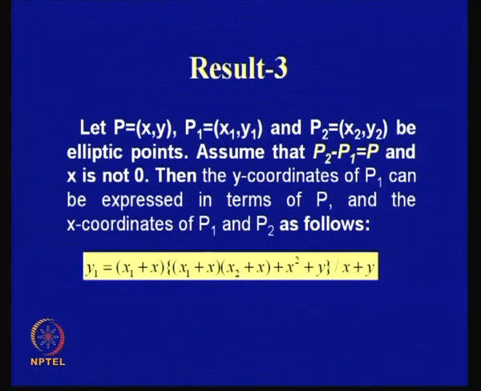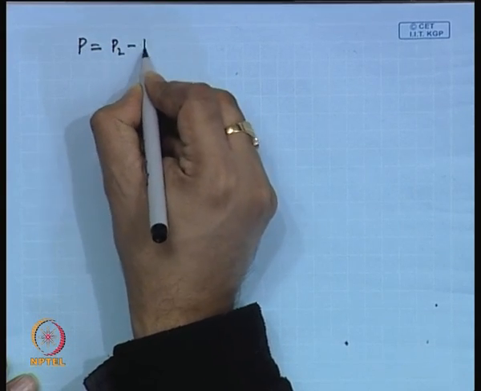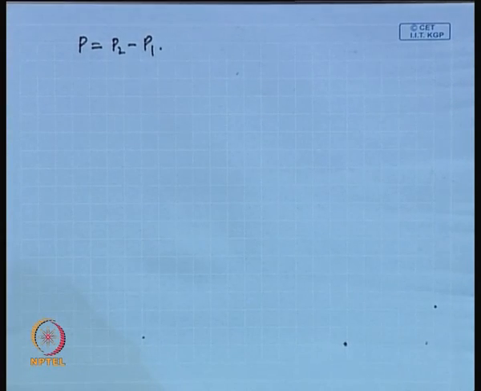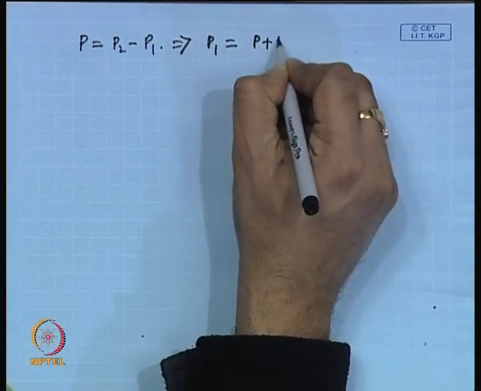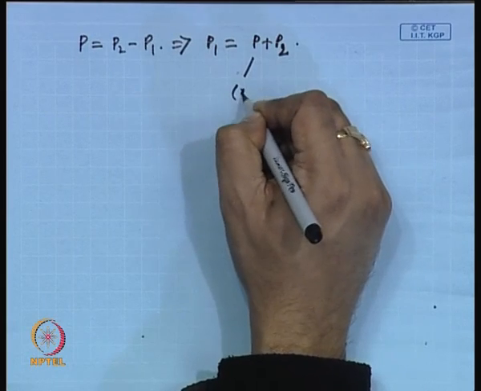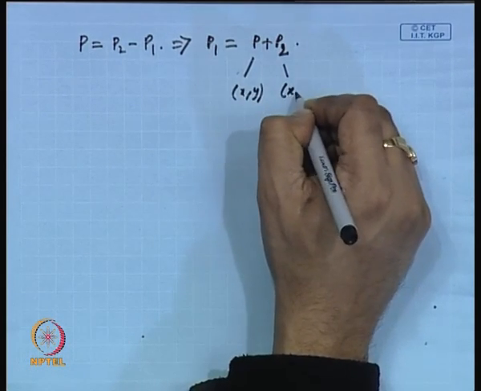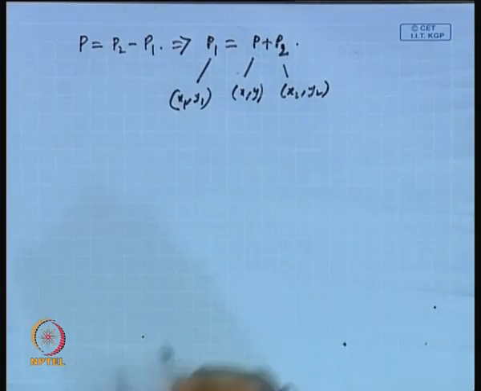Okay. So, here you are actually writing this in a different way. You know that your invariant is p equal to p 2 minus p 1, right. So, that is your invariant here. Therefore, this you can actually rewrite as p 1 being equal to p plus p 2, right. You can always write them in this fashion. That means, p points were (x, y) and p 2 was (x 2, y 2) and your p 1 is (x 1, y 1).